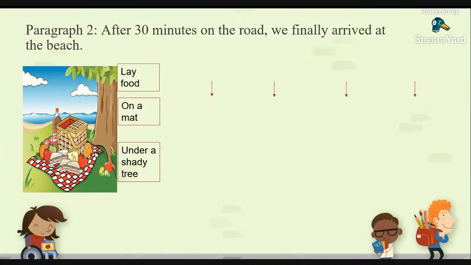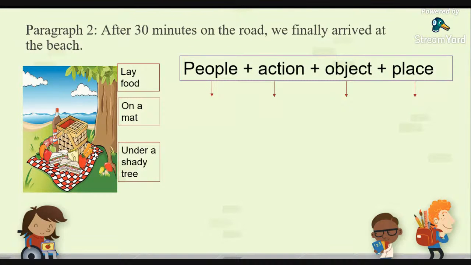Okay? Nak buat ayat? Dah ready nak buat ayat? Kita fikirkan 4 benda tadi. People, action, object dan place. These 4 elements. Okay. People. Who involved with the action in the picture. Walaupun tak ada orang, tapi kita tahu takkan makanan tu tersedia sendiri, kan? Oh, kita tahu mesti ada orang yang lay out the food. We can put we, or you can say my mother, or my father, or my sister. Terpulang pada awak. So here we put we.